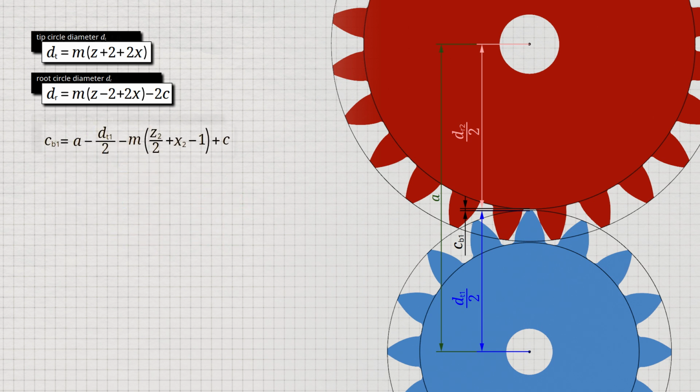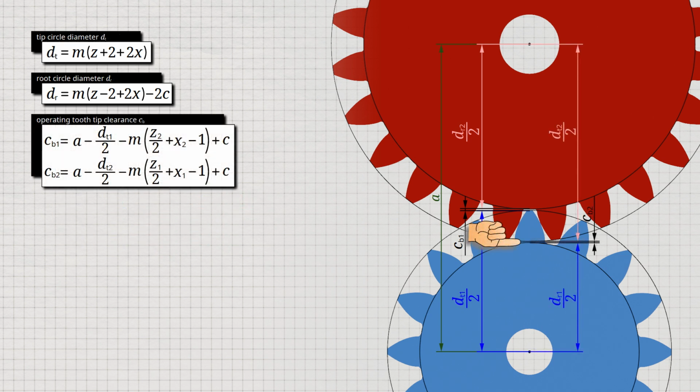The analogous formula applies to the operating clearance CB2 between the teeth of the red gear 2 and the tooth root of the blue gear 1.